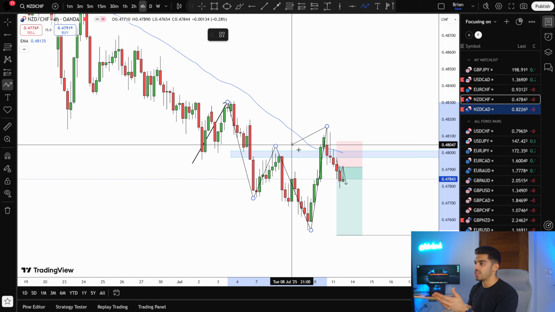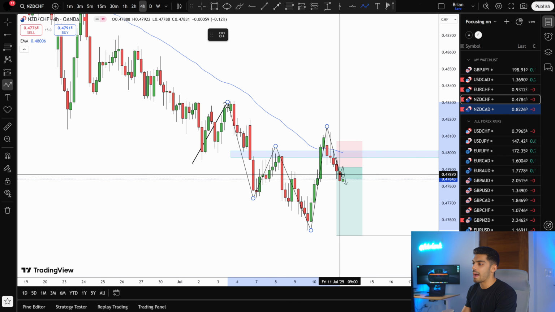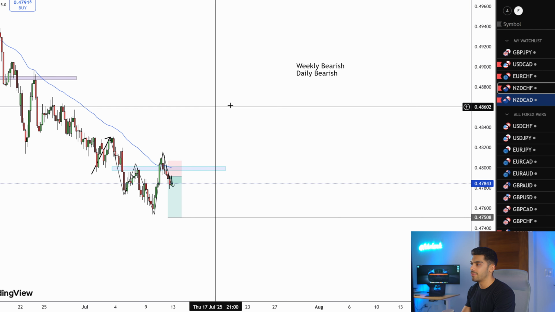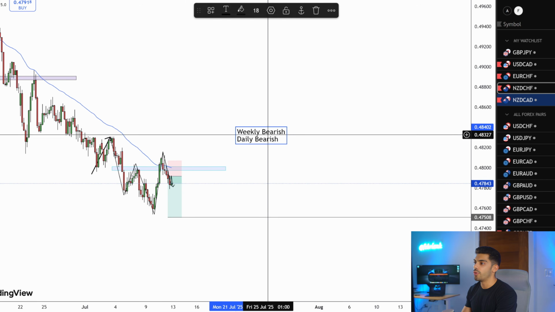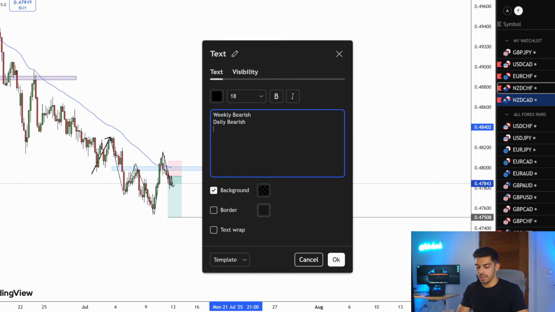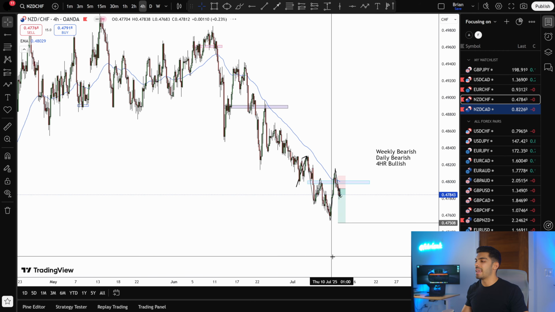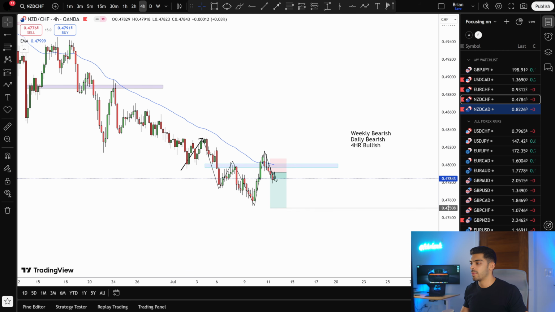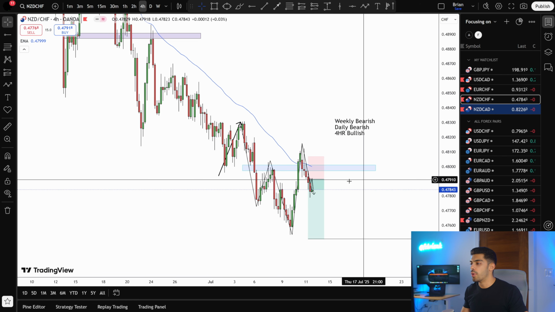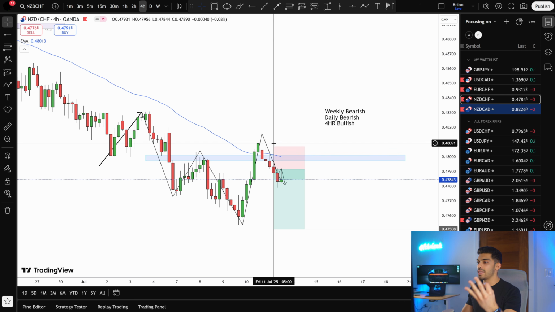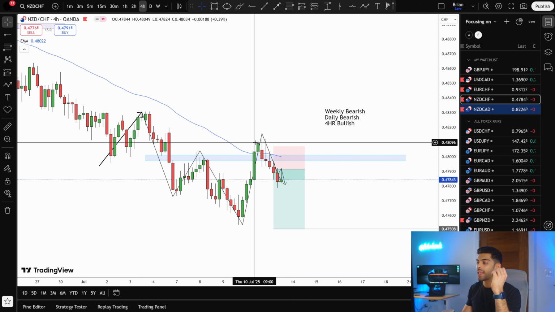So if it's bullish, then why do you guys see that I'm actually in a sell position here on this trade? Even though the 4-hour time frame is bullish, the weekly and the daily are both bearish. So in this specific trade, I wasn't able to get all of the time frames showing me the same direction, but I still took the trade because I had 2 out of the 3 time frames in alignment.